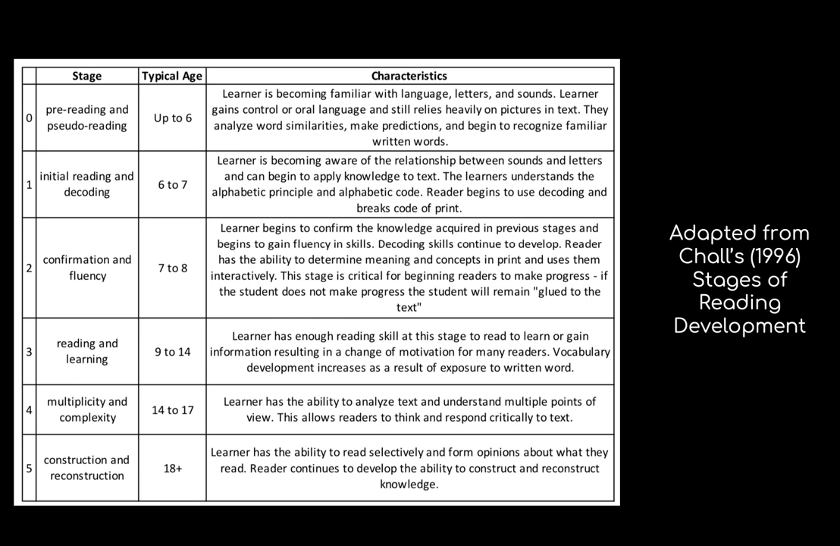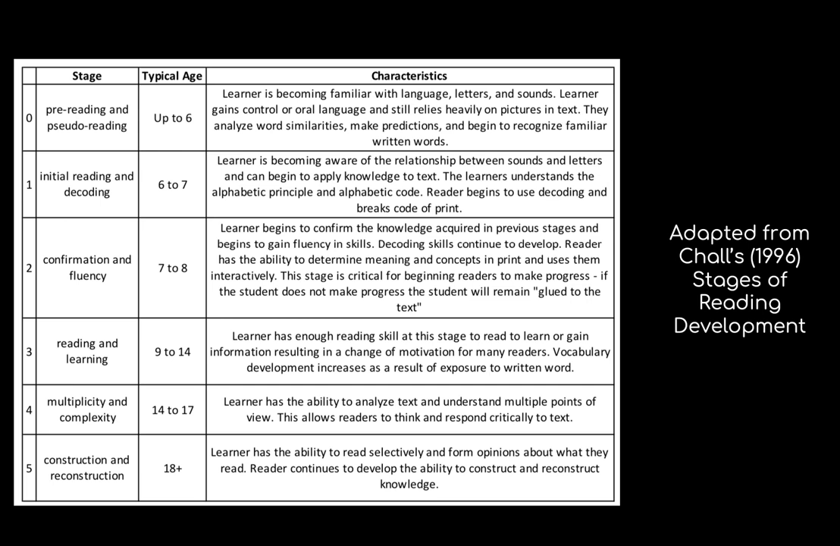Stage 2, the confirmation and fluency stage, is when the learner begins to confirm the knowledge acquired in previous stages and begins to gain fluency and skills. Decoding skills continue to develop. The reader has the ability to determine meaning and concepts in print and uses them interactively.